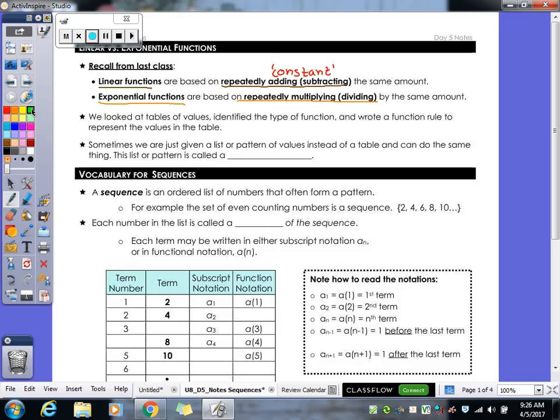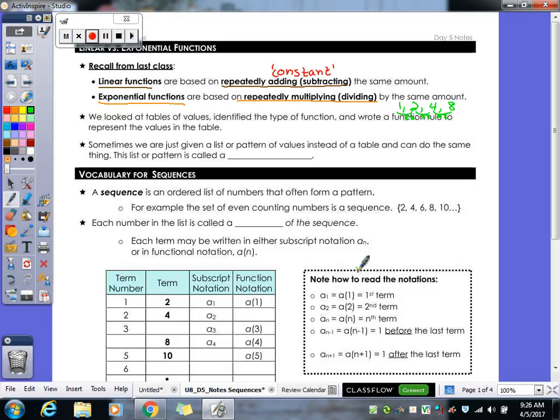So if you recall, let's say we had 1, 2, 4, 8. We're always multiplying times 2, but this one increased by 1, increased by 2, increased by 4. So the amount it actually increases by is different. That's the thing with your exponential.